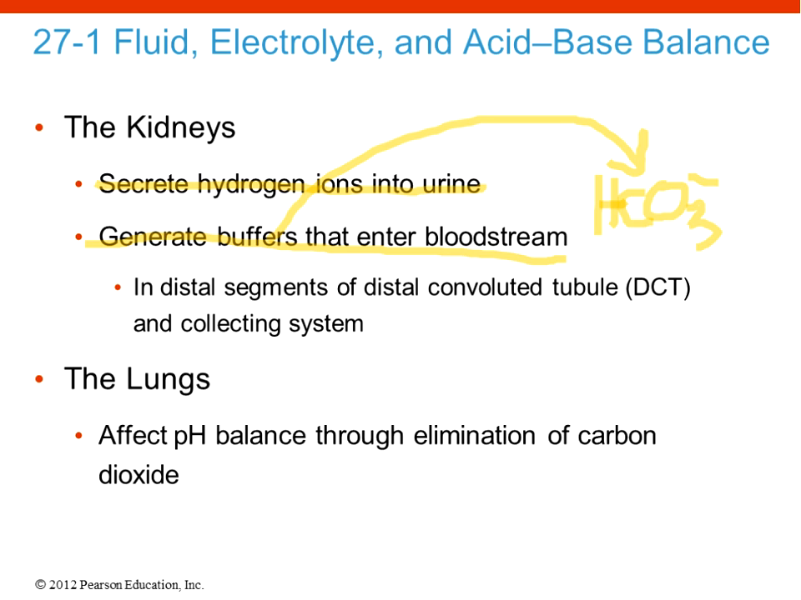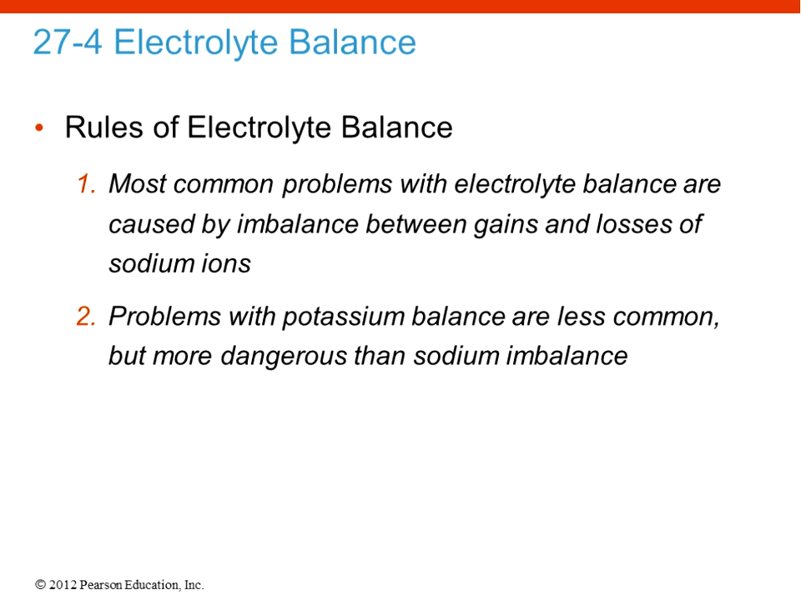You also have your lungs. The role that they play in fluid, electrolyte, and acid and base balance is that they're able to affect the pH by getting rid of carbon dioxide. And that we talked about a little bit at the tail end of the urinary chapter when we talked about respiratory compensation. So remember that concept, we're going to come back to it because we kind of hit on acid and base balance just a teeny tiny bit.